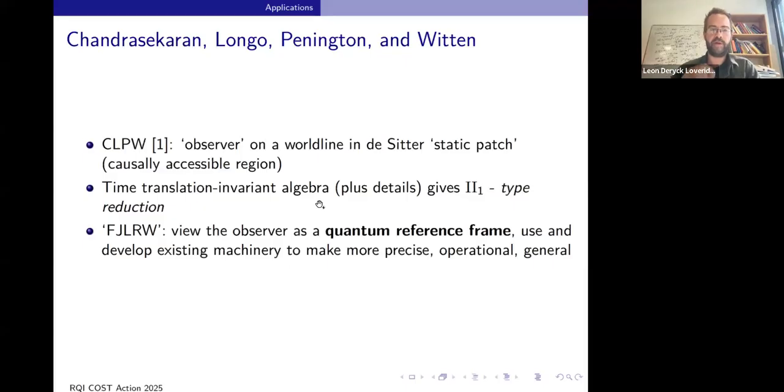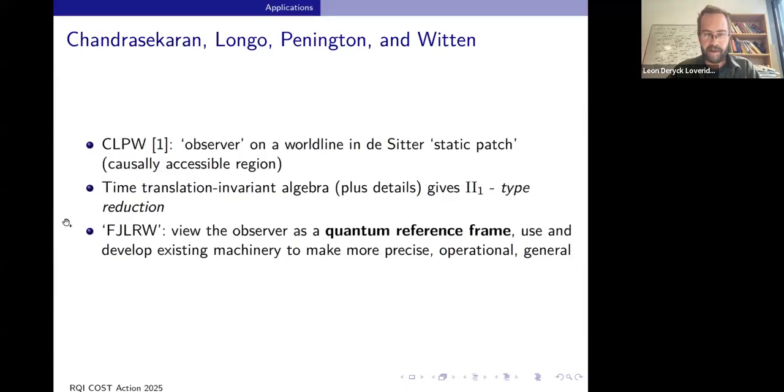So what they found was if you introduce an observer traveling along a world line in this static patch, you can, via some magic, move from a type III von Neumann algebra, which is the quantum field theory, to a type II-1. This has been called type reduction, I think accidentally. I don't think anybody knows quite where this came from.